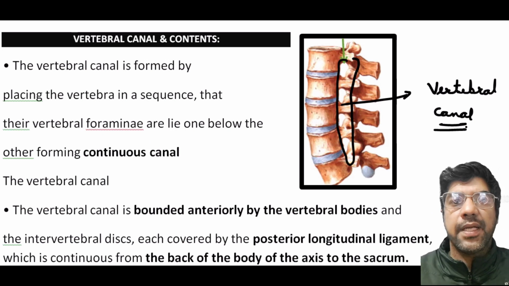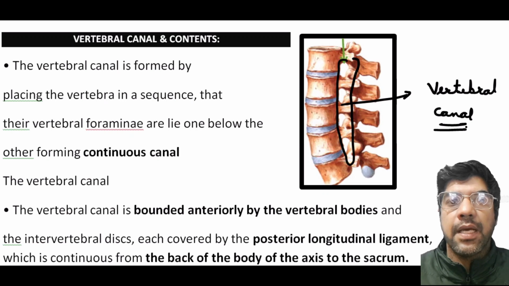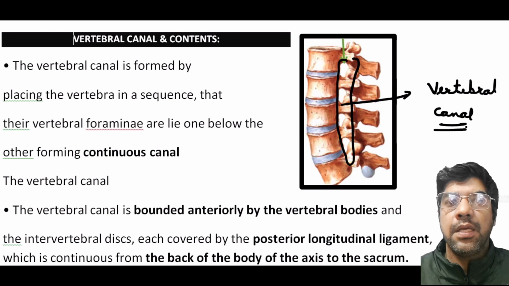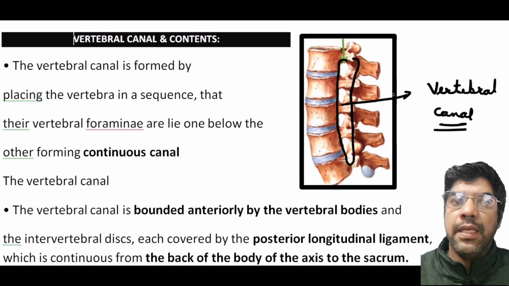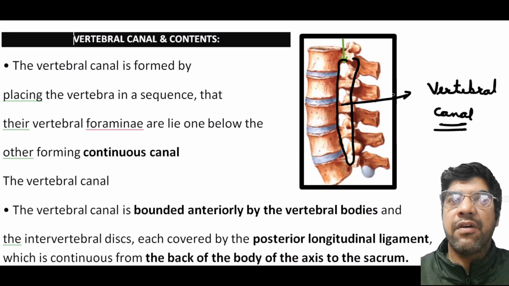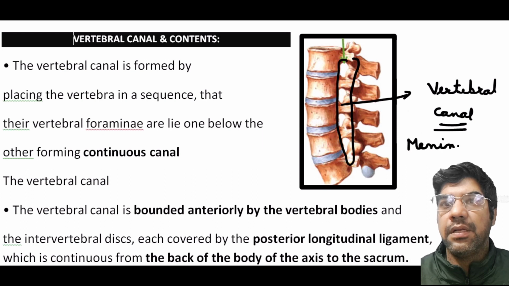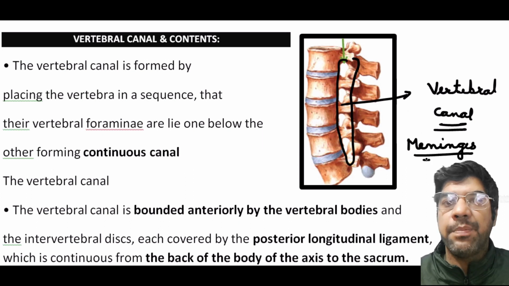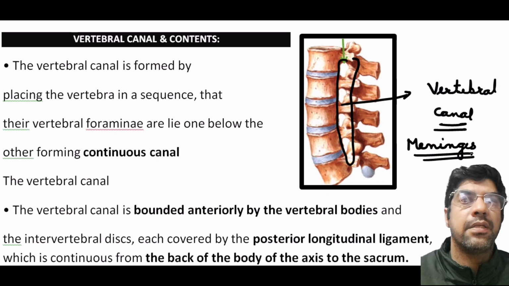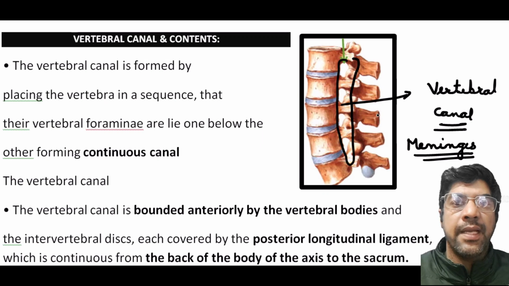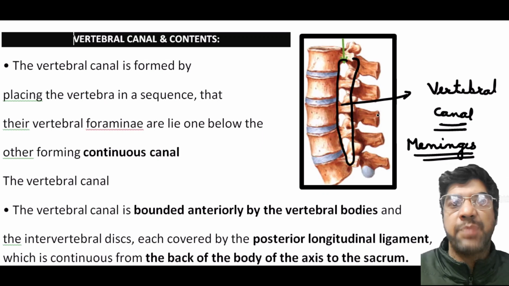Now let us discuss what the components of this vertebral canal are. Let us dissect the contents of the vertebral canal. Now the canal, remember, contains three layers of protective membrane. What are those? They are known as meninges. So these meninges, remember, act like a delicate safeguard for the delicate structures like the spinal cord and its extension.